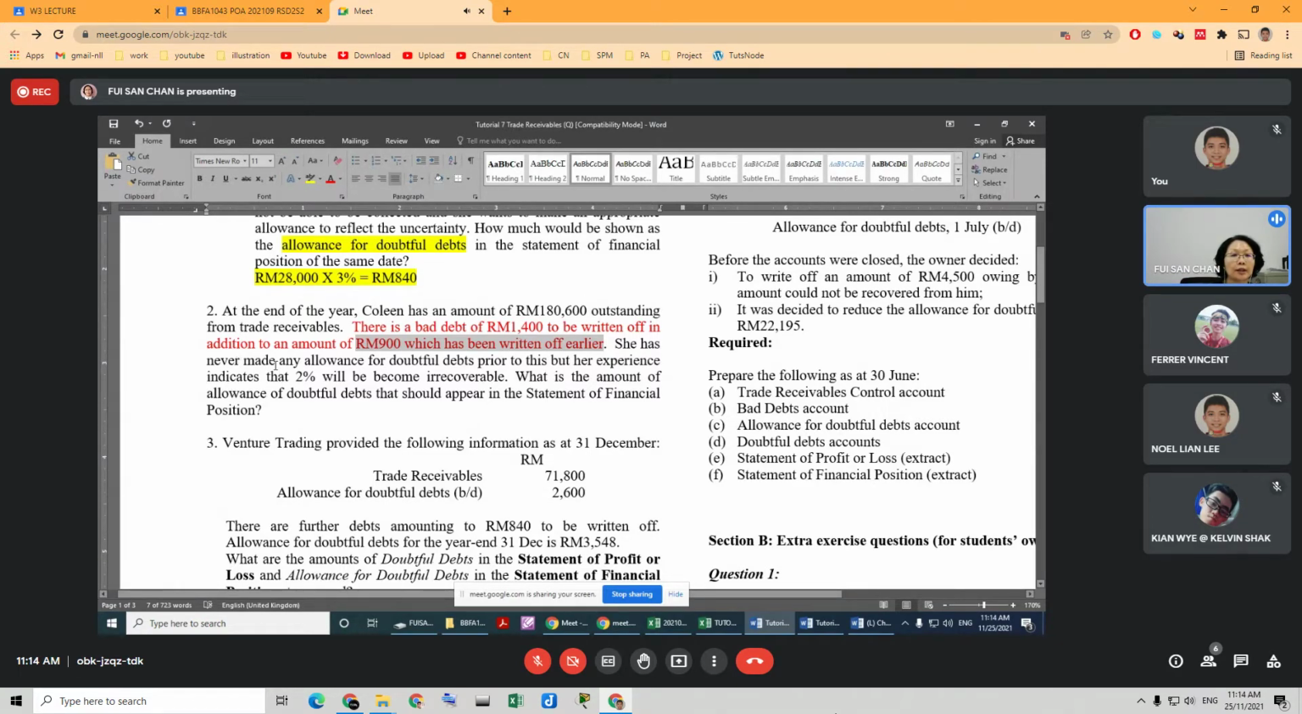Then she has never made any allowance for doubtful debts prior to this, but her experience indicates that 2% will become irrecoverable. So what is the amount of AFDD? So what is your answer? How much? Everybody type the answer.